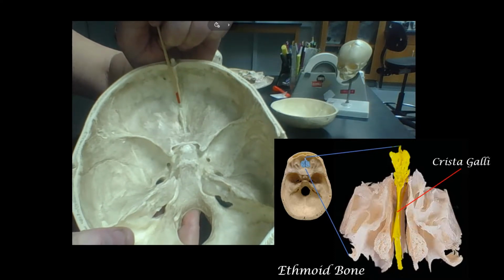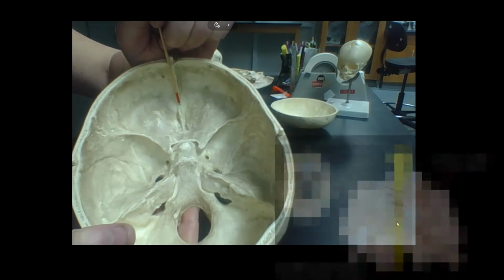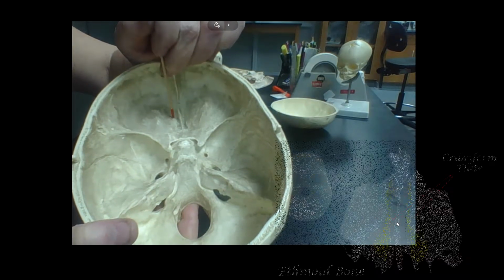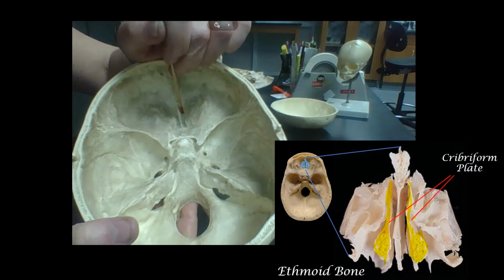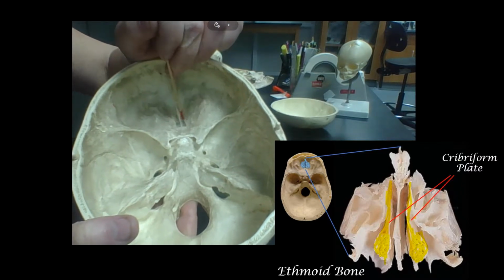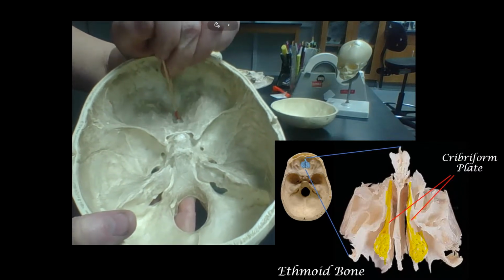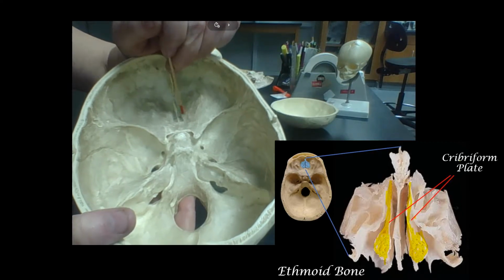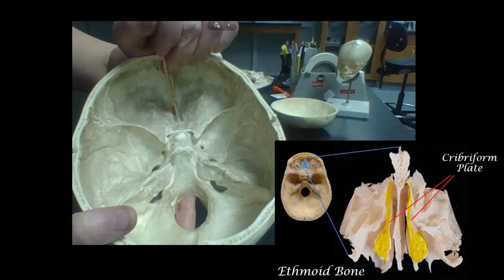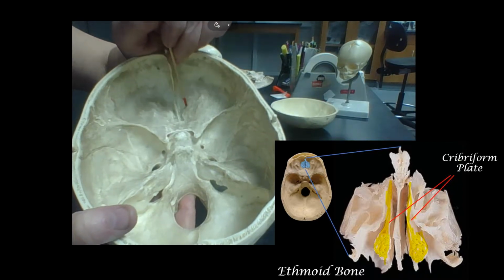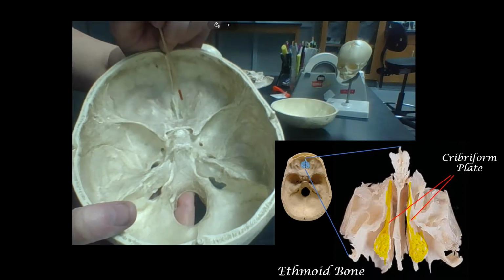And then the areas on the left and right sides of the crista galli, you're going to have the cribriform plate. The cribriform plate on either side. And that would be the cribriform plate of the ethmoid bone and the crista galli of the ethmoid bone.